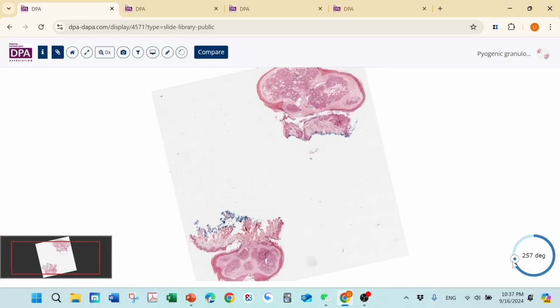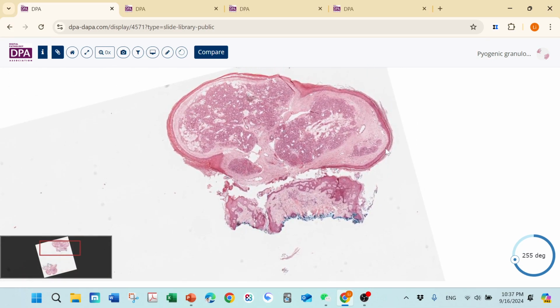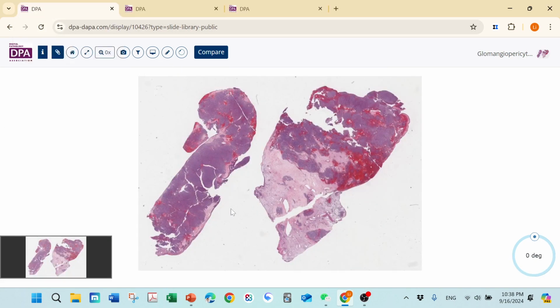Another pyogenic granuloma, the same thing: exophytic growth, red color, lobular structure, a big vessel fed by small vessels around forming this lobular structure. So this is pyogenic granuloma.